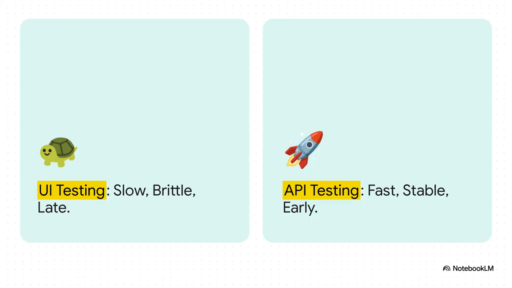On the left, you've got the old way, slow, fragile, and always late. That's the world of UI-based testing. But on the right, that's the smart way, fast, stable, and super early. That's API testing. And believe me, this isn't just some small technical change. It's a total shift in how we think about quality.